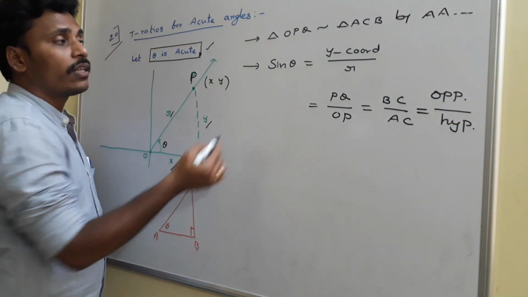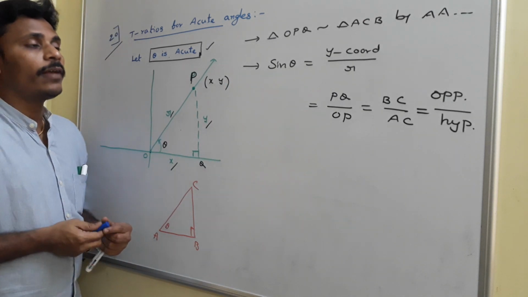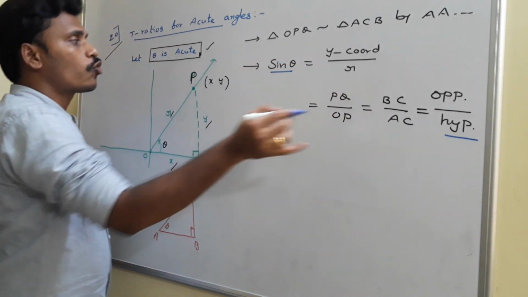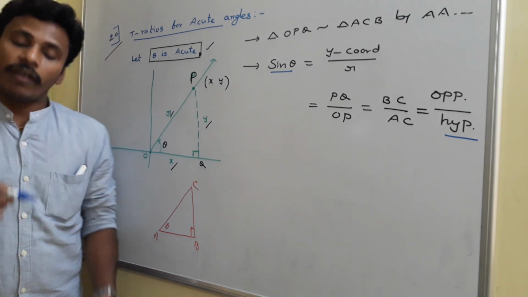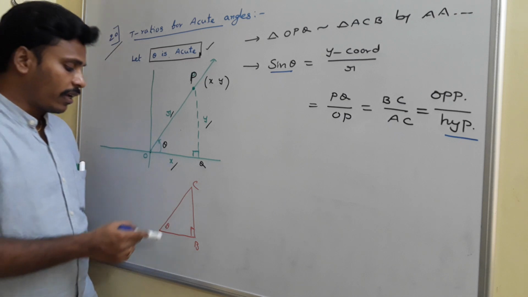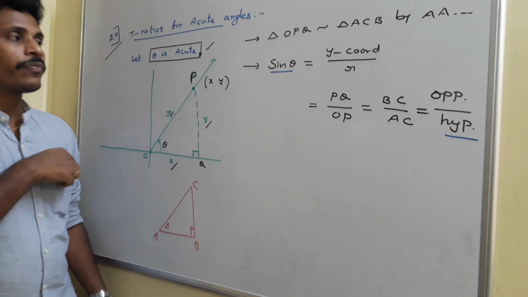At the end, look at this, sine theta is equal to what? Opposite side by hypotenuse. Wherever it happens, it is true only if theta is acute. For every acute angle, there exists a right angle triangle. With that right angle triangle, directly we will say that sine theta is equal to opposite side by hypotenuse.